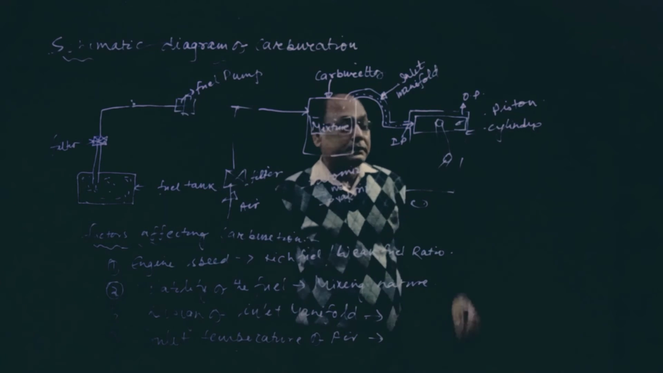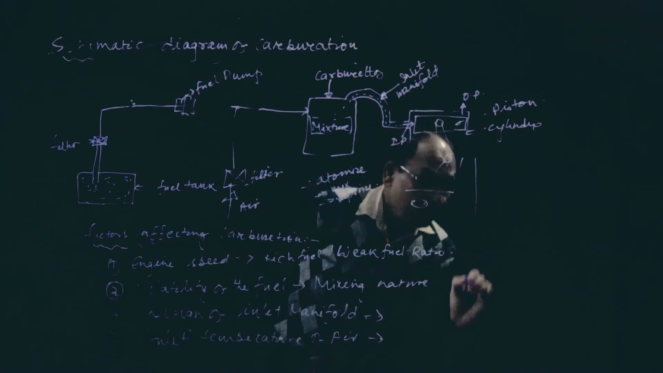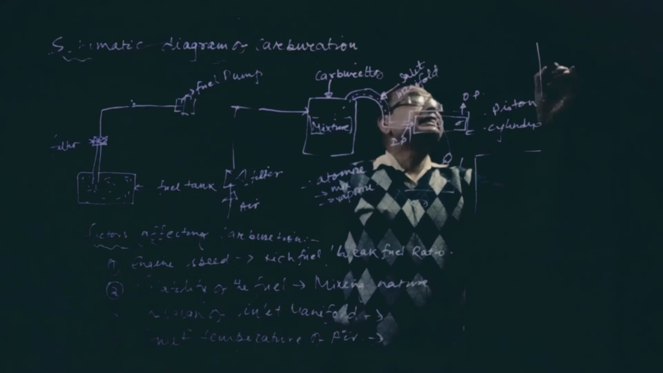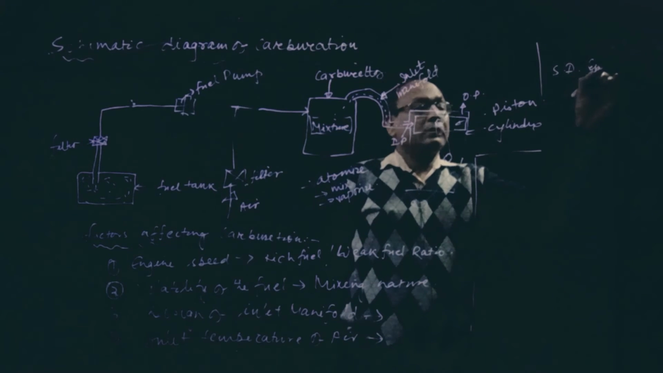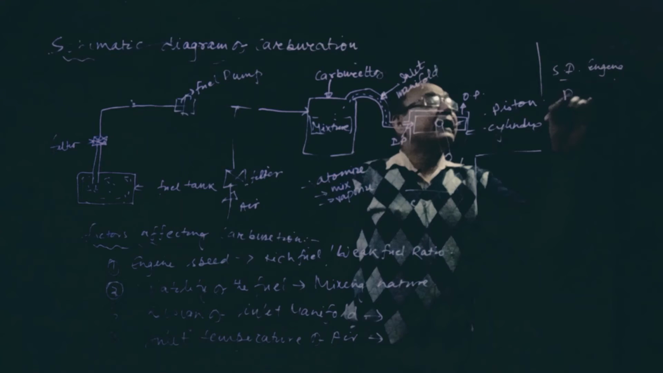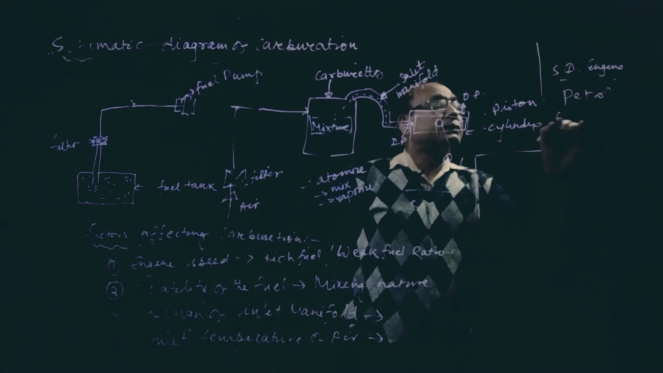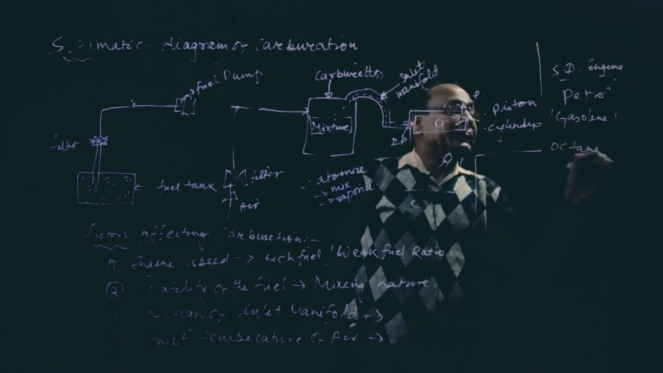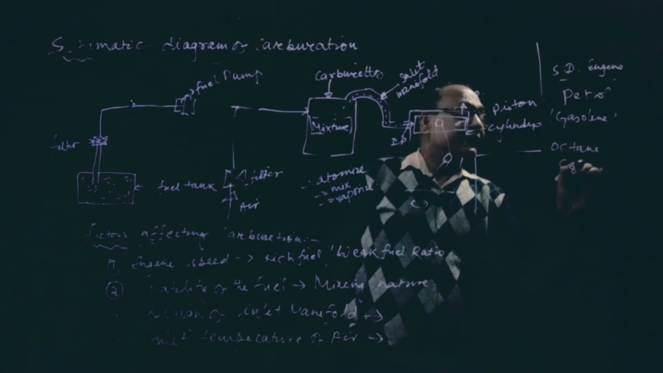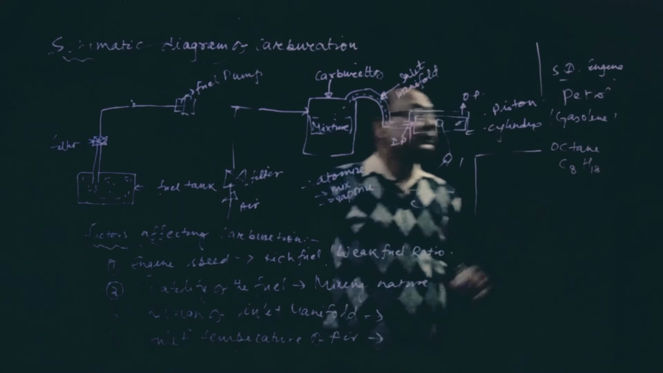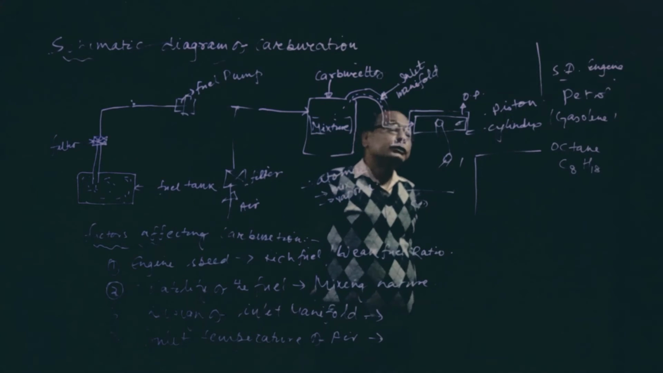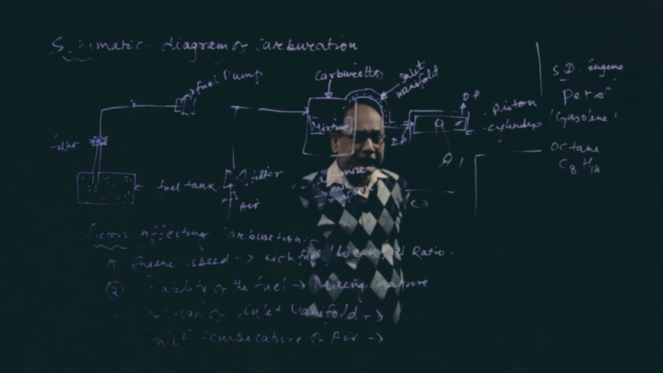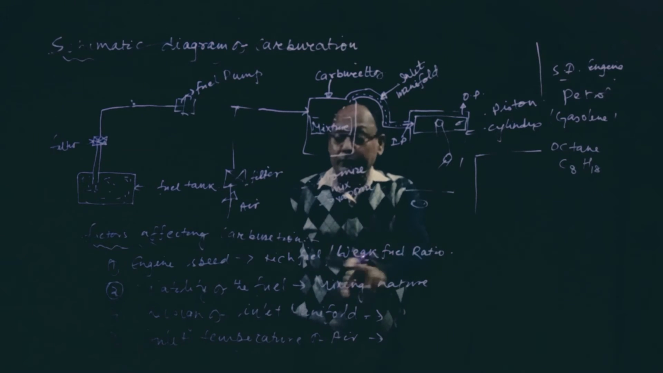Now, we will discuss, see, most of the fuel which we are going to discuss in SI engine is petrol. Okay. So petrol is also called gasoline, and gasoline is a hydrocarbon, it is octane, C8H18, mainly hydrocarbons. Okay. So how this mixing takes place, that we are going to discuss, and what is weak fuel and rich fuel.